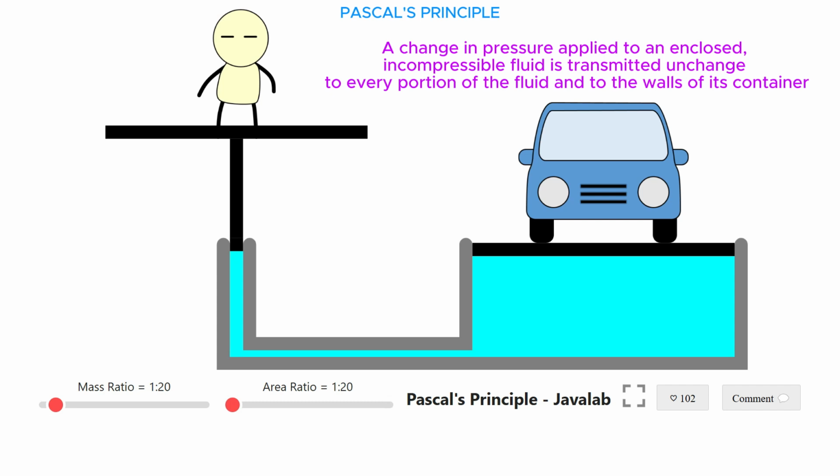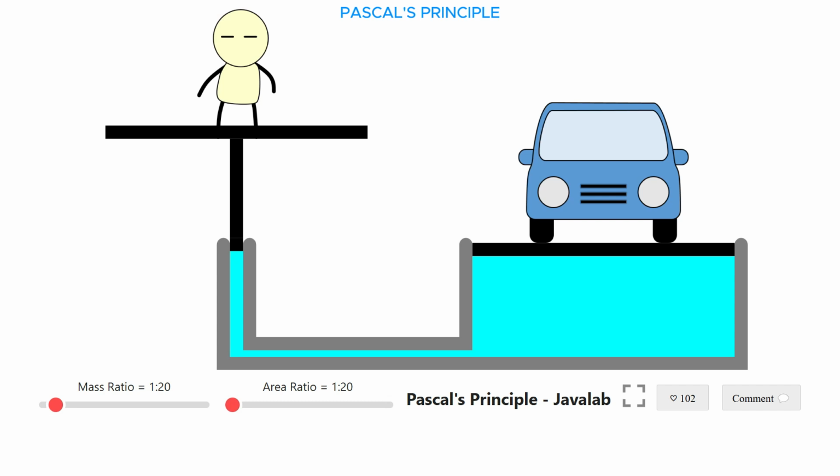Here, a person stands on piston 1. The mass of the person is 1 unit, while the car on piston 2 weighs 20 units. The weight of the car is 20 times heavier than the person.